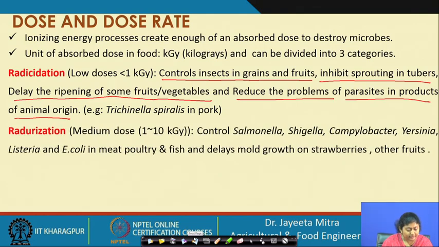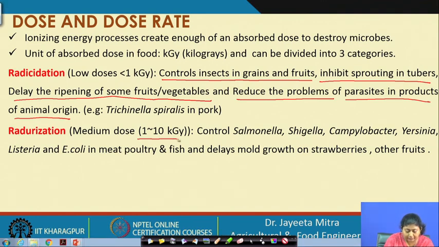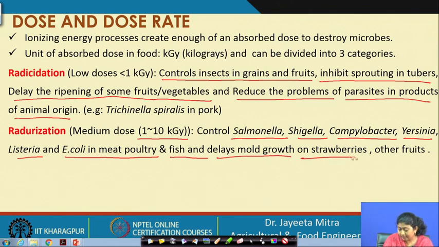Then radurization, that is the medium dose, 1 to 10 kilogray. So, this controls Salmonella, Shigella, Campylobacter, Yersinia, Listeria, E. coli. Basically, we can see all the bacteria. To control them, we need this range, 1 to 10 kilogray, that can control the bacteria Salmonella, Shigella, Campylobacter, Yersinia, Listeria, E. coli in meat, poultry and fish, and delays the mold growth on strawberry and other fruit.